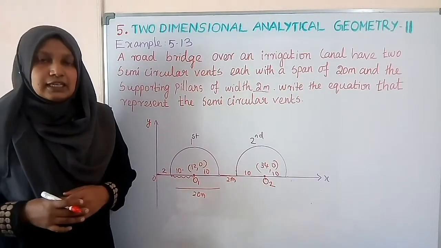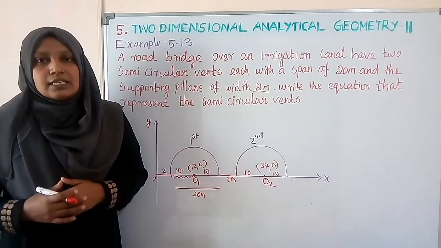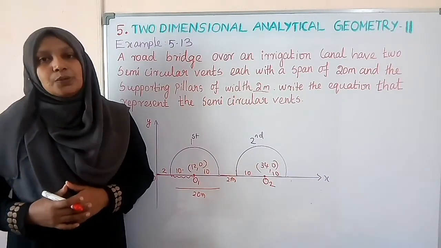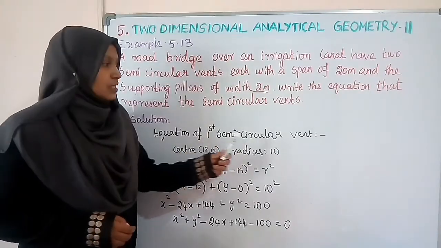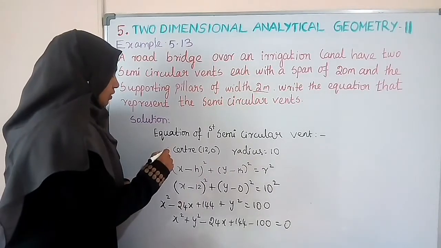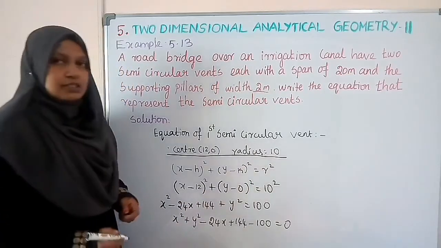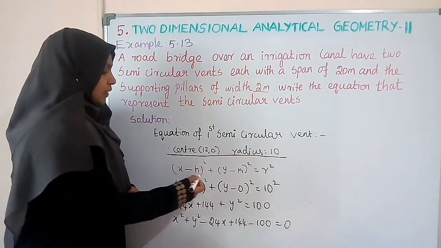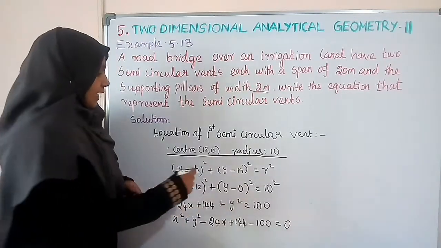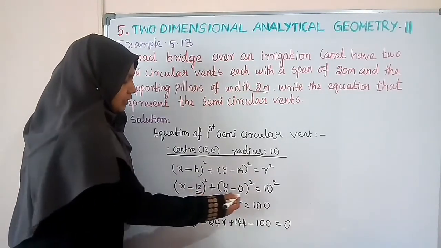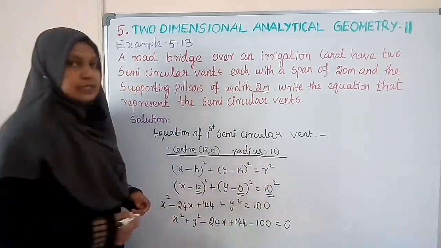So using these two centers and the radius of 10 meters for each vent, we can write the equation of these two semicircular vents. Equation of the first semicircular vent: the center is (12, 0) and the radius is 10. So the equation is (x minus h) whole square plus (y minus k) whole square is equal to r square. I substitute h, k as 12, 0 and radius r value is 10, so it is 10 square.